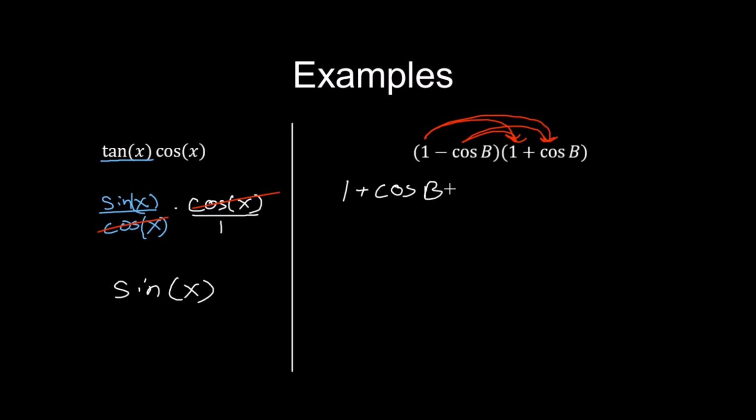Negative cosine of b times 1 is negative cosine of b, and negative cosine of b times positive cosine of b is negative cosine squared b. Well, hey, positive cosine of b, negative cosine of b. It all reduces to 1 minus cosine squared b. Now here's a little shortcut that I was going to tell you.